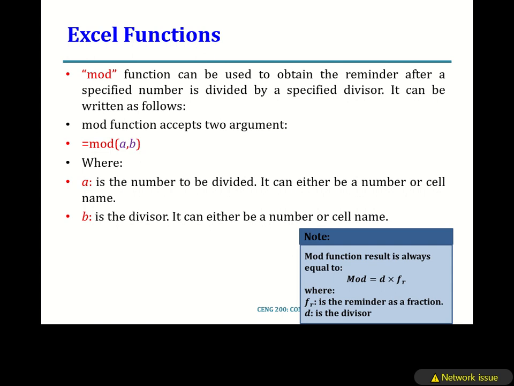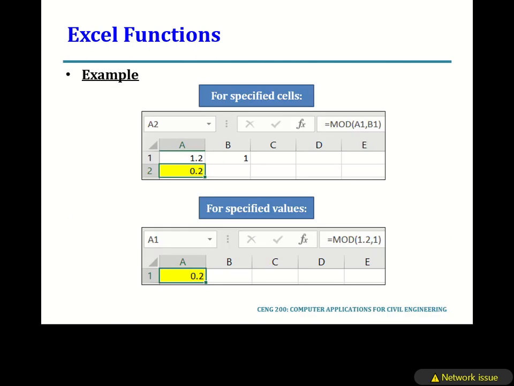So for example, you can see the example here. If I do 1.2 over 1, the answer will be 1.2, right? The MOD function will give you 0.2 into 1, which is 0.2. So here it is very, very clear, no difference. But if you do something like this, the answer will change.